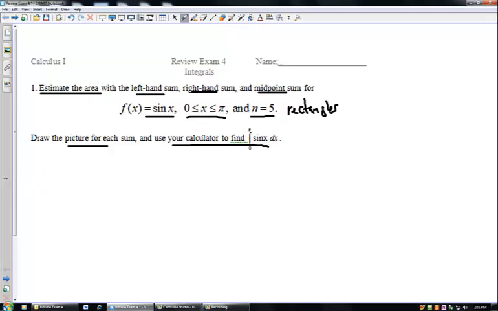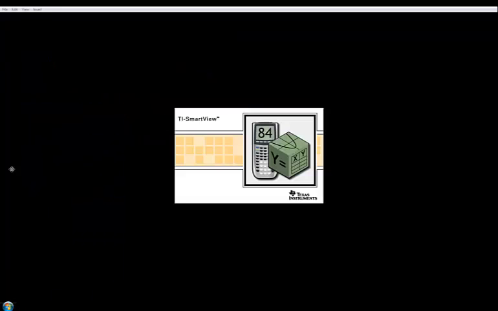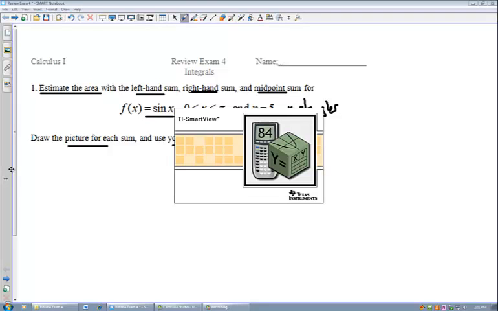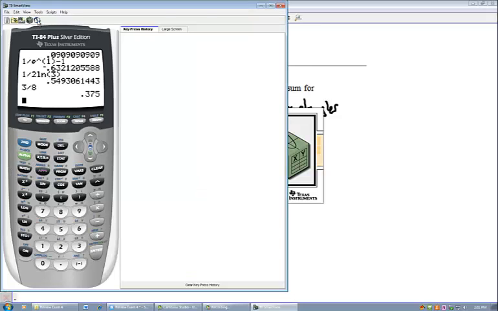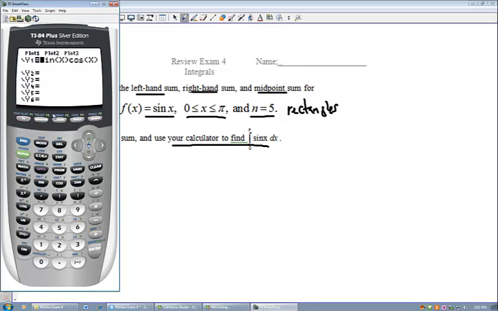And so what you can do, if you like, we can get our calculator going, and I typically do on these types of problems. So here's my calculator, and I'm going to hit y equals and clear this out and plug in sine of x. So where's sine? There's sine of x. And then window, I'm going to go from 0 to pi, and then zoom fit it, and you're going to get a nice looking graph.